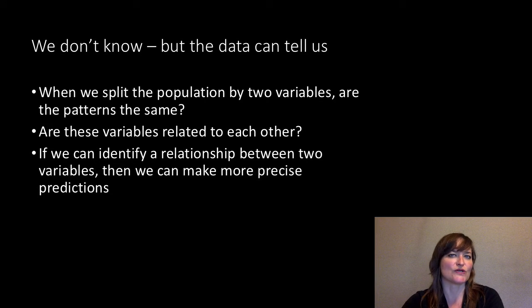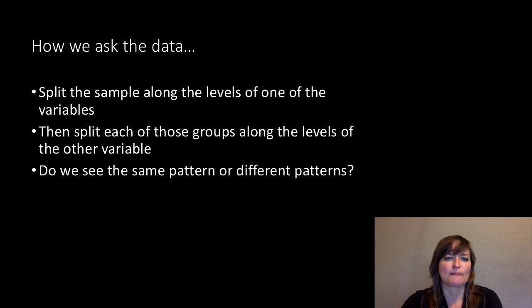One thing that we don't know just by looking at those single variables by themselves is whether the variables are related to each other or whether they're independent of each other. And the data can tell us that. So we can ask the question, if we split the population by those two variables, are the patterns the same? If they are the same, then there's no relationship. If the patterns aren't the same, then we can say that the variables are related to each other. Let's have a look at what I mean by that.